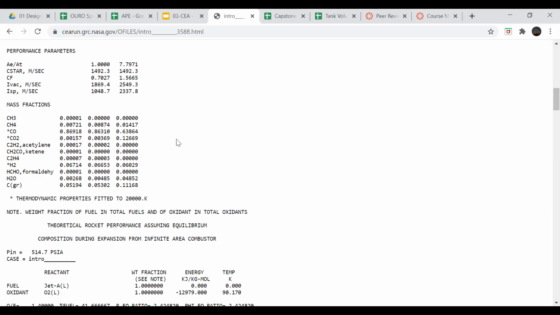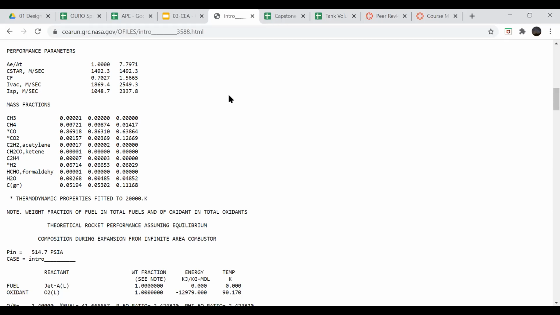That probably means whatever you put in, whether it was the propellant combination or the fuel-ox ratio, didn't sustain combustion. I mean, that's my best guess. It could be a number of different reasons, but that's probably it.